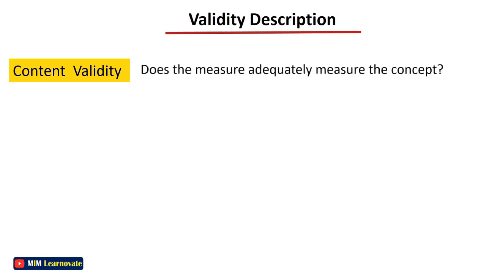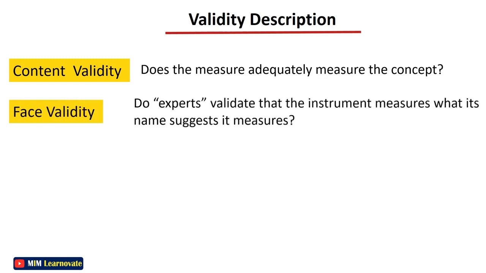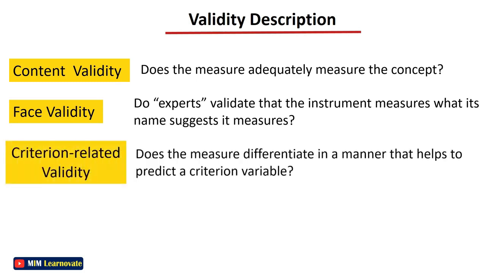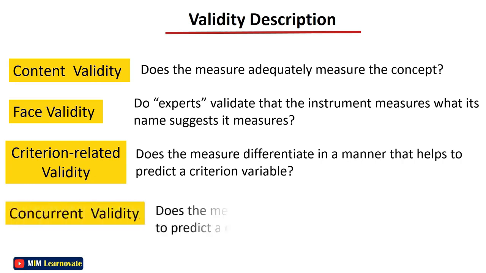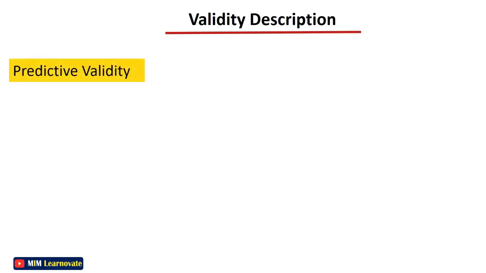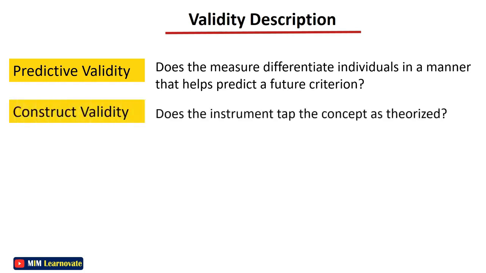A brief validity description. Content validity: does the measure adequately measure the concept? Face validity: do experts validate that the instrument measures what its name suggests it measures? Criterion-related validity: does the measure differentiate in a manner that helps to predict a criterion variable? Concurrent validity: does the measure differentiate in a manner that helps to predict a criterion variable currently? Predictive validity: does the measure differentiate individuals in a manner that helps predict a future criterion? Construct validity: does the instrument tap the concept as theorized? Convergent validity.